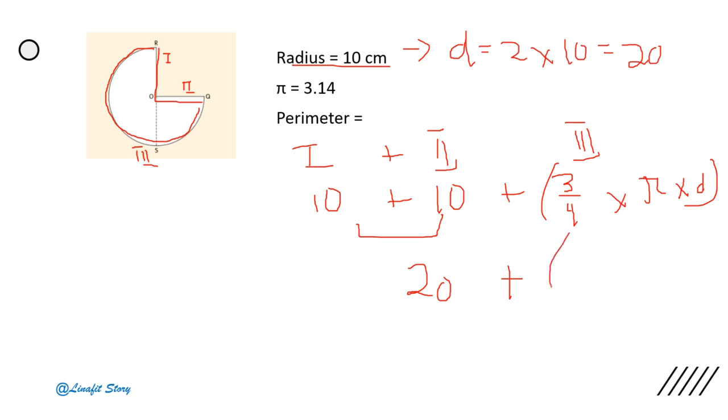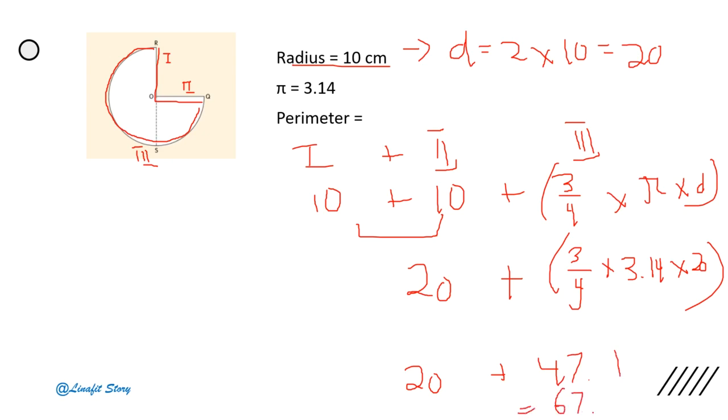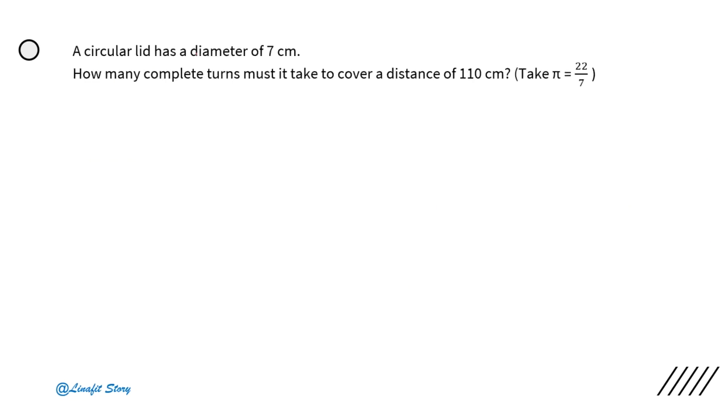So plus 3 out of 4 times 3.14 times 20. So it equals 20 plus 47.1, which equals 67.1 cm.